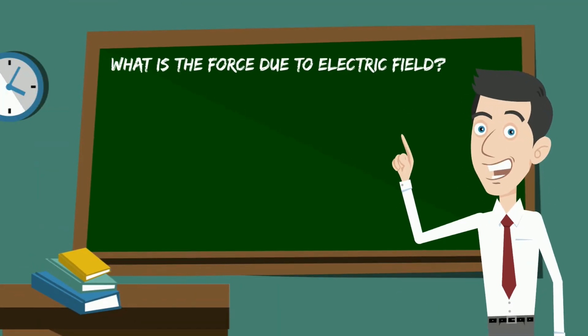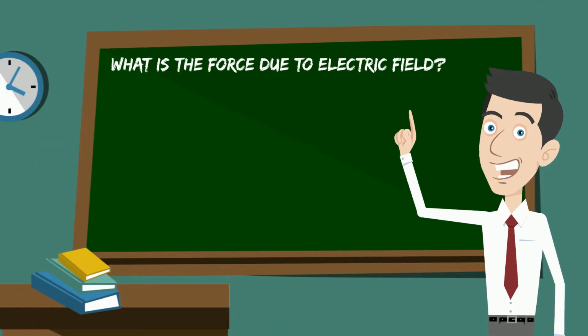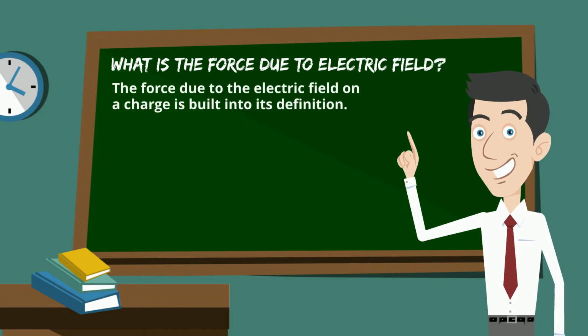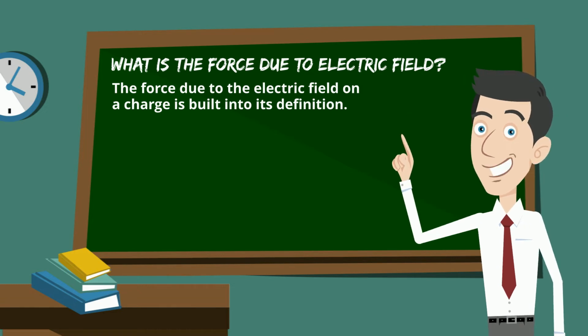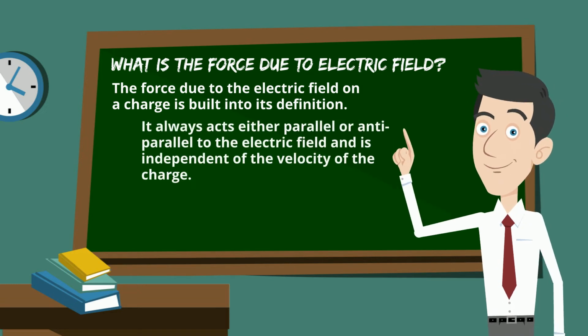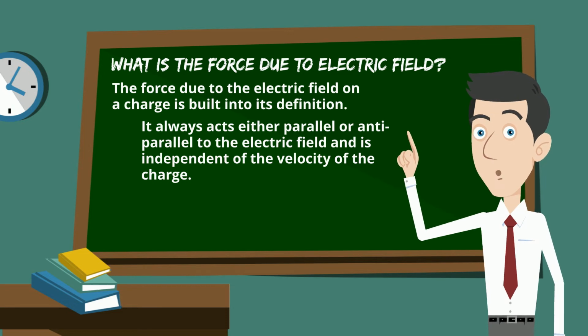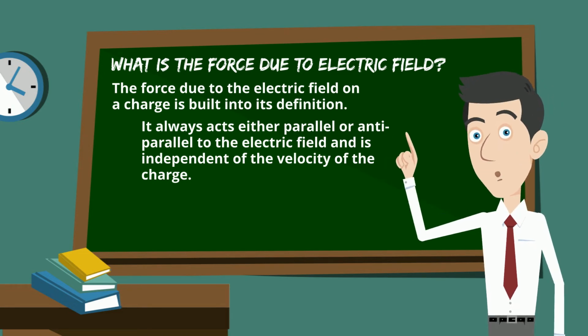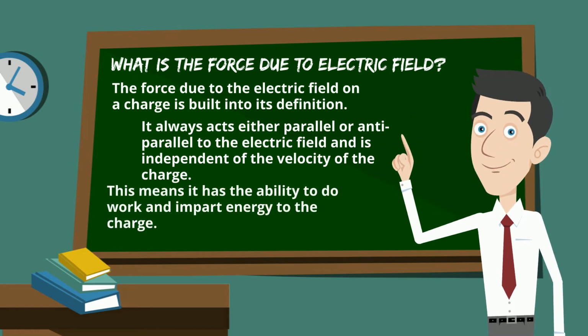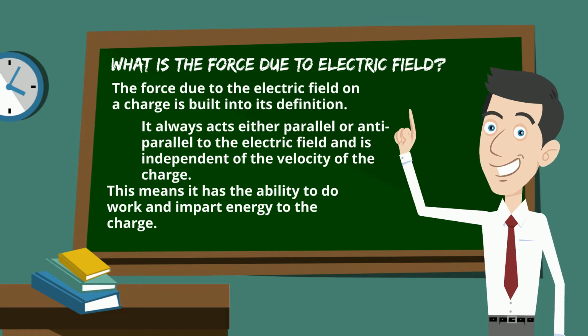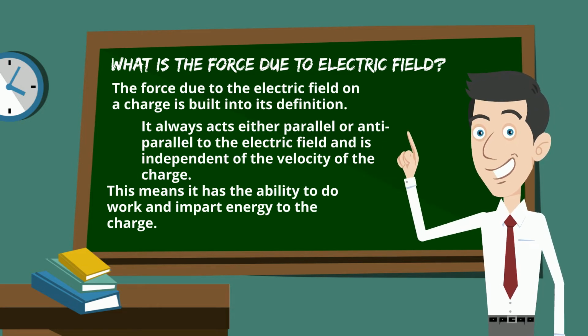Now, let's look at what is the force that is due to the electric field. The force due to the electric field on a charge, as discussed earlier, is built into its definition. The force always acts either parallel or anti-parallel to the electric field and is independent of the velocity of the charge present. In other words, this force has the ability to do work and impart energy to the charge. Mathematically, it's represented as F equals Q E.